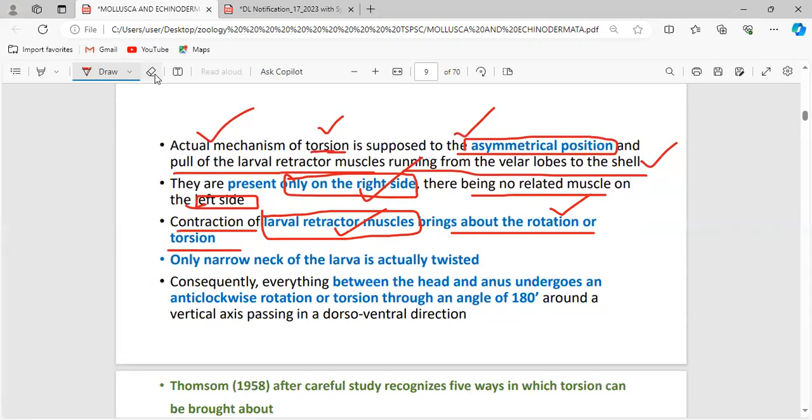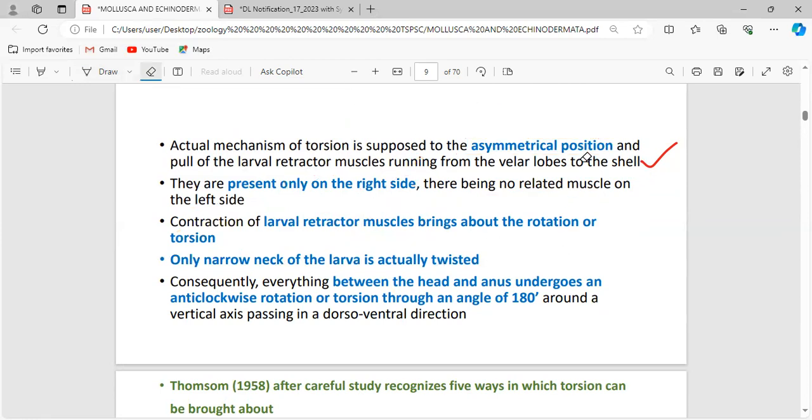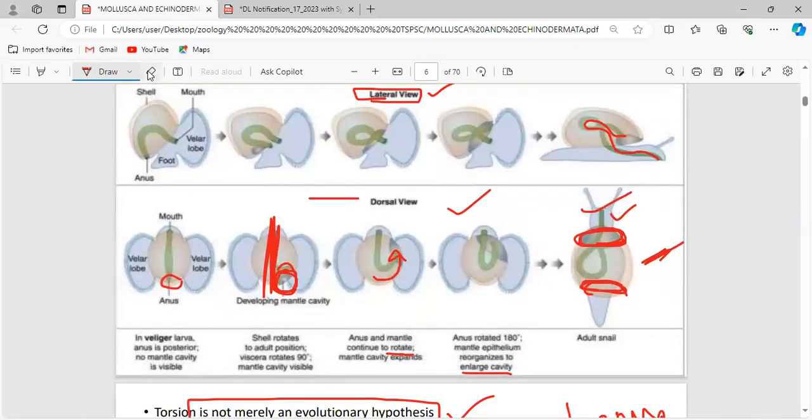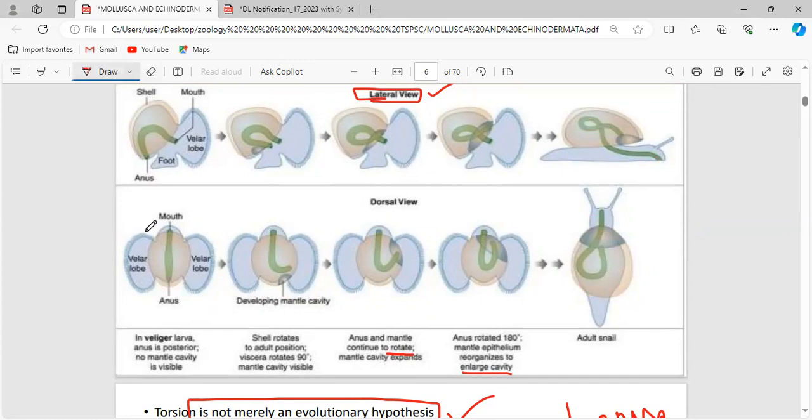Just listen to this point. Contraction of the larval retractor muscle. See, let me explain what is symmetrical and asymmetrical. In the larval stage, there are two lobes, the mouth is here, and the anus will be here. If we cut here, we can get two equal halves, right? We can get two equal parts. Now, if we cut here, is there any possibility of this particular structure? Is there any structure like this here?